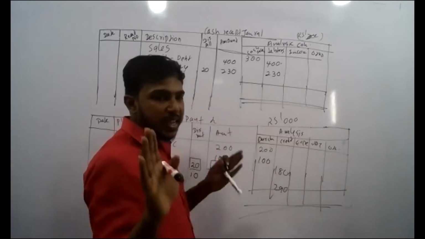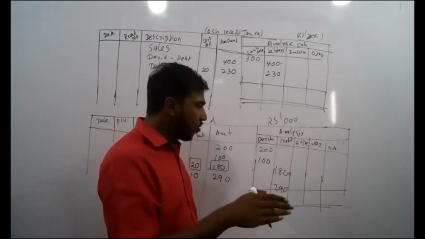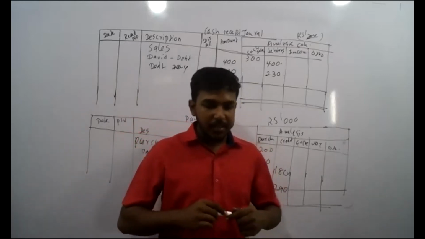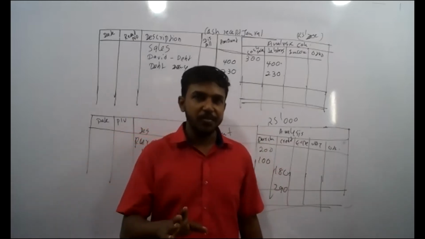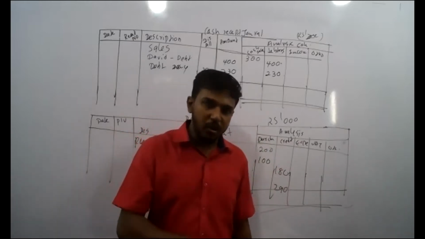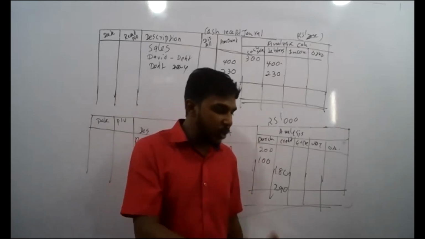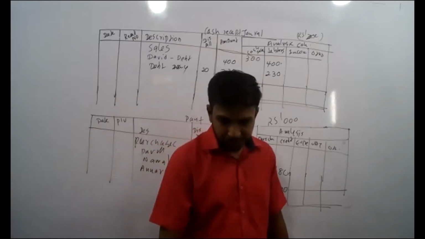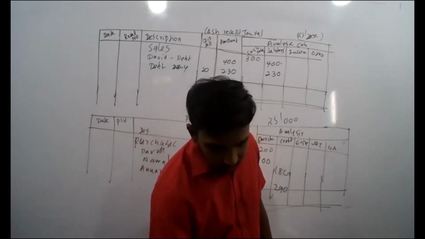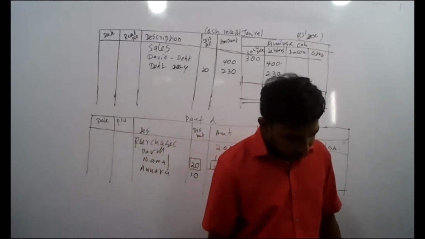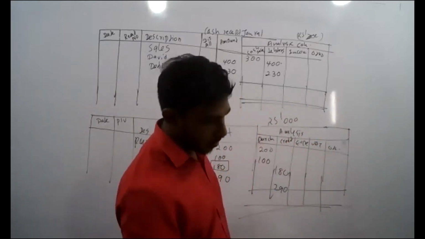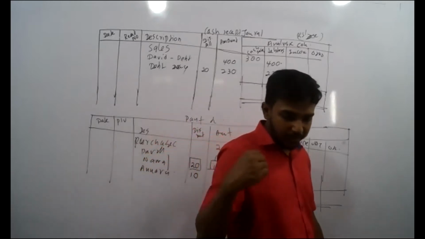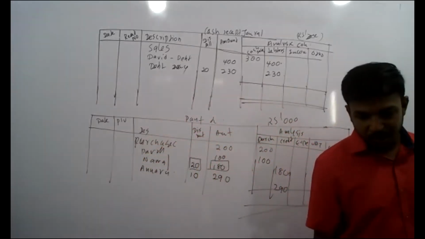Keep some space, like one page. Once we do the control accounts, we'll come back to this question to complete the rest, the purchases and sales and all. Am I correct? These are the balances, right? I will give you 1 or 2 minutes. If you have to do any corrections, you can do them.